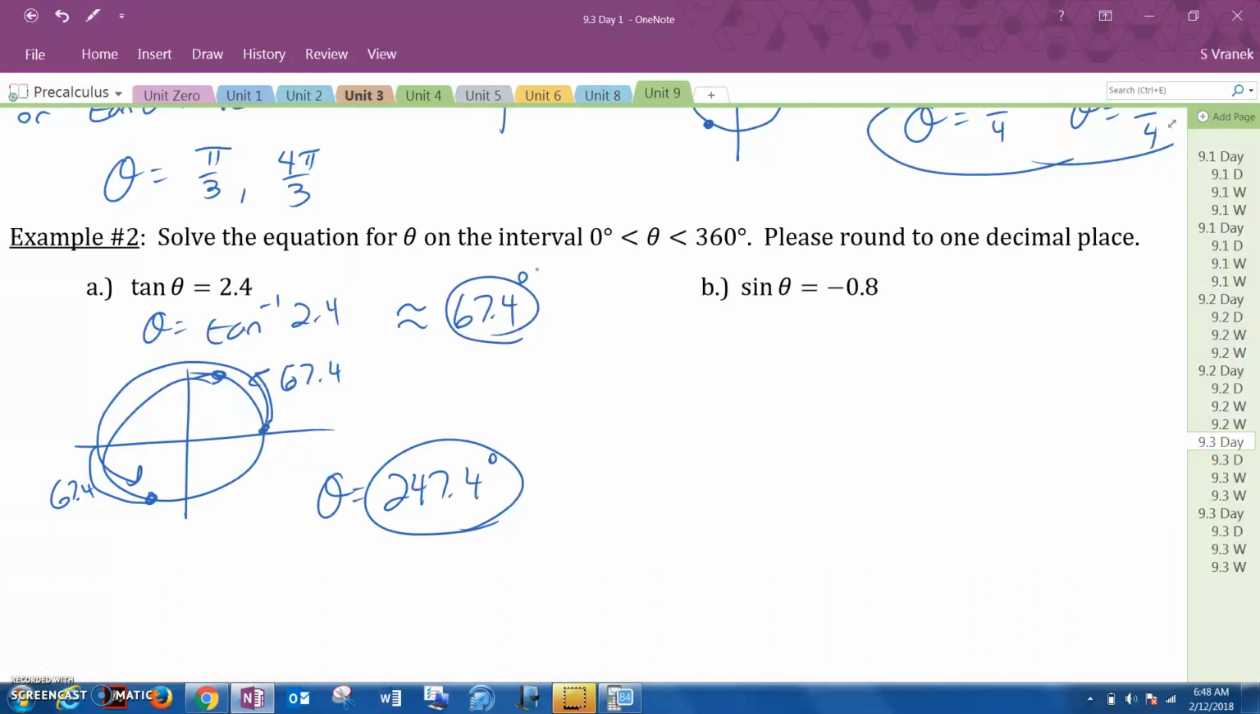Okay, so that is solving trig equations day 1. We're going to do day 2 soon. That'll involve some factoring. So we'll see you then.